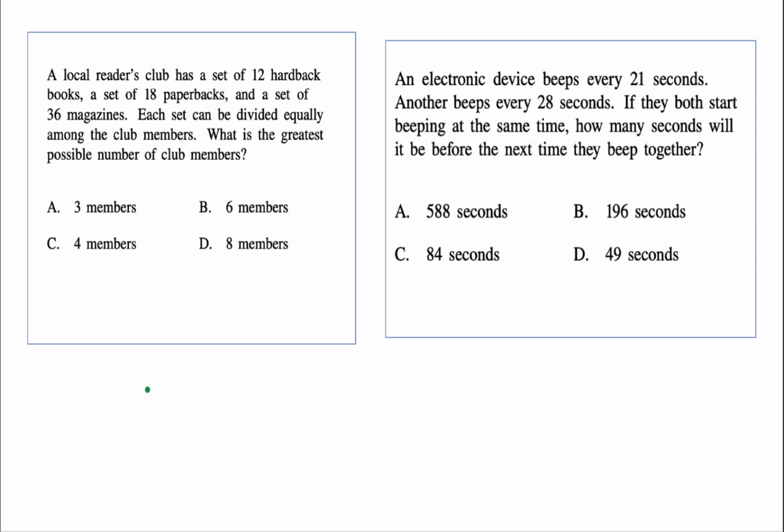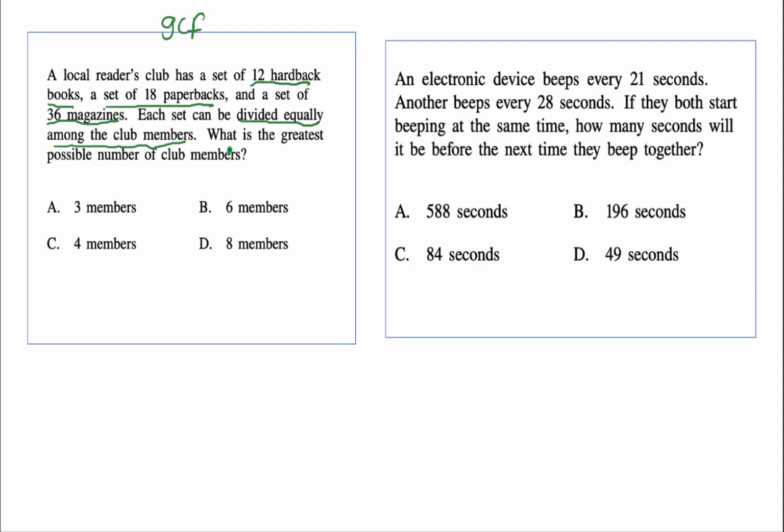Now let's look at some multiple choice questions to see if we can figure out whether our problem is LCM or GCF and choose the correct answer. So the first one we have here says a local readers club has a set of 12 hardback books and a set of 18 paperback books and a set of 36 magazines. Each set can be divided equally among the club members. Now, because I see the words divided equally, that is a clue that I'm dealing with GCF.